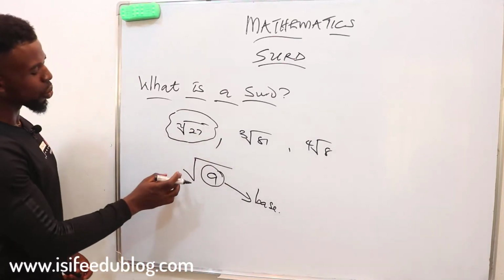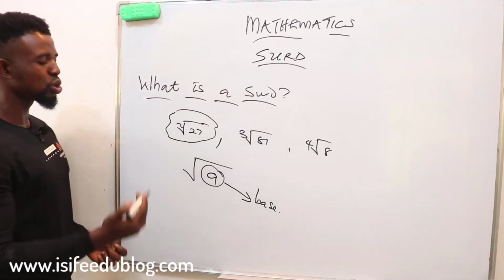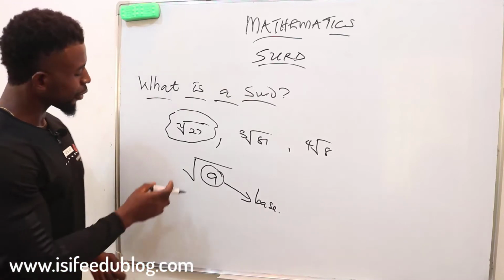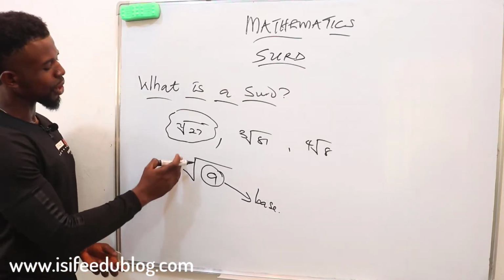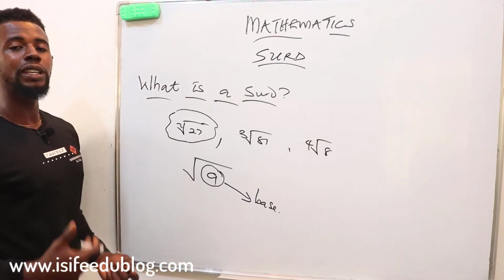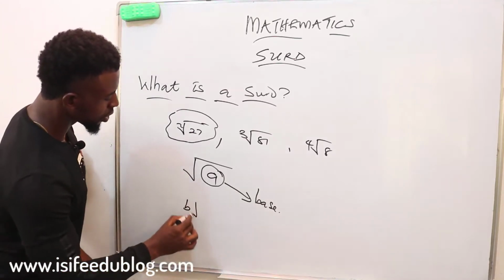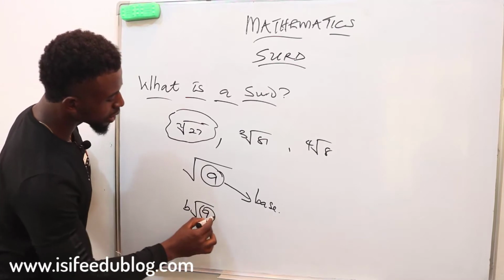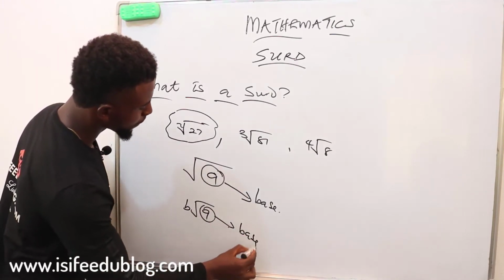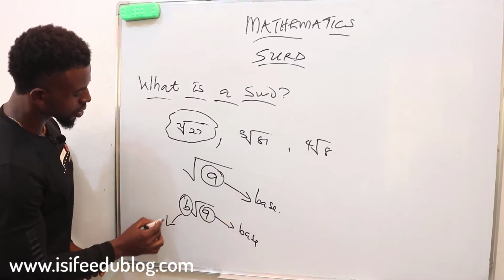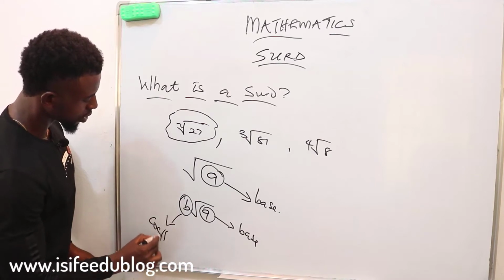Okay? Now, a surd also possesses what we know as a coefficient. For example, here, because our coefficient is 1, it is not being indicated. Now, we can have something like b root a, where this is our base, and this is our coefficient.